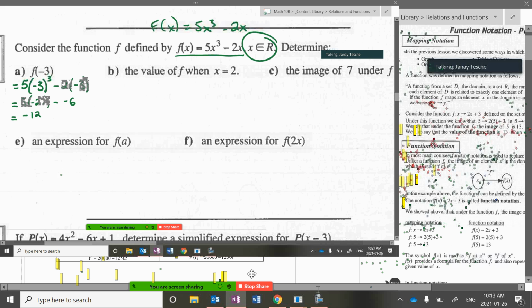Yeah, -123. Plus 6? Oh, no. 35. Which then gives us -129.